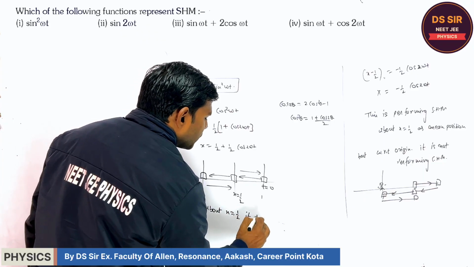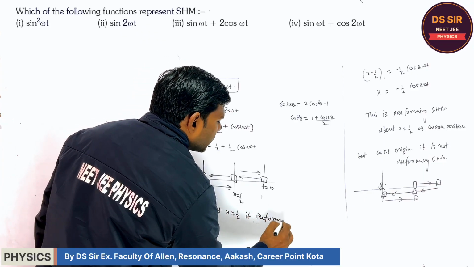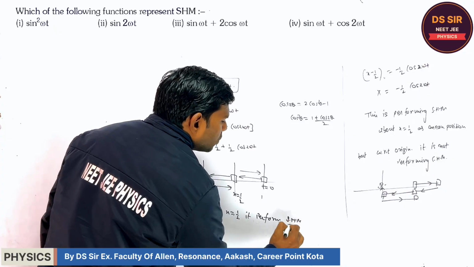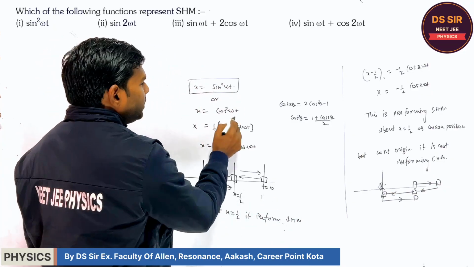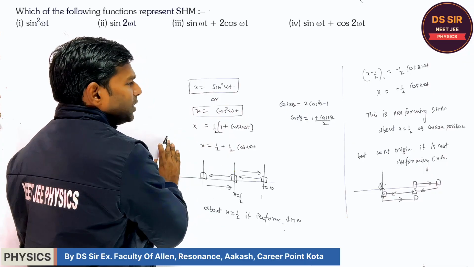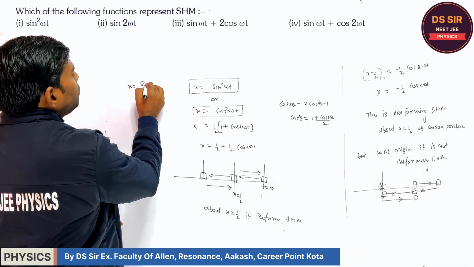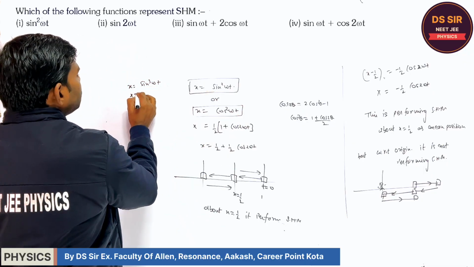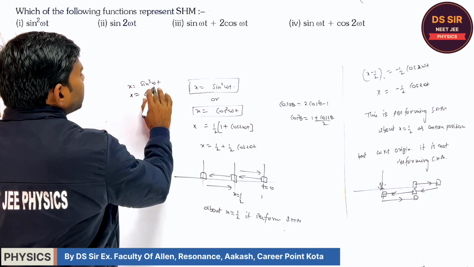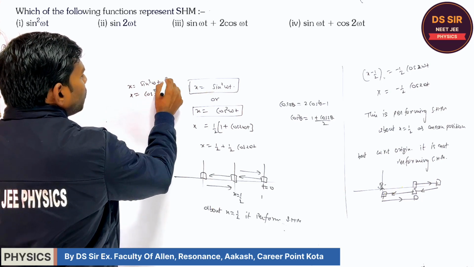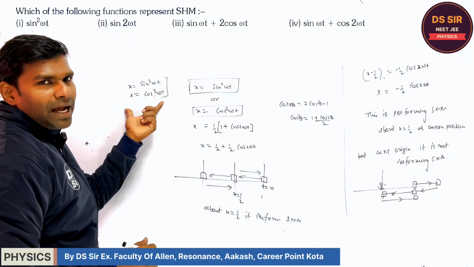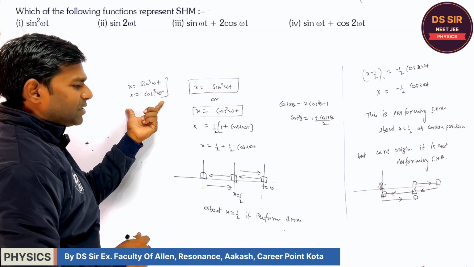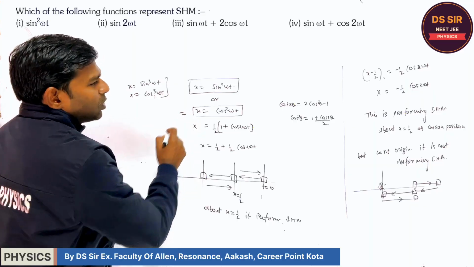It performs SHM, not about the origin, right? So either they will give sin² omega t or cos² omega t, and x equal to sin³ omega t and x equal to cos³ omega t. These are not SHM, rather they are periodic functions, and you will use the identity I had explained in the previous question. You can copy if you want.